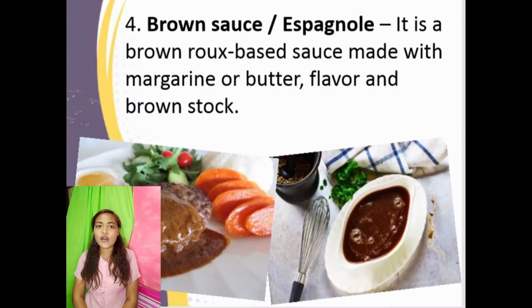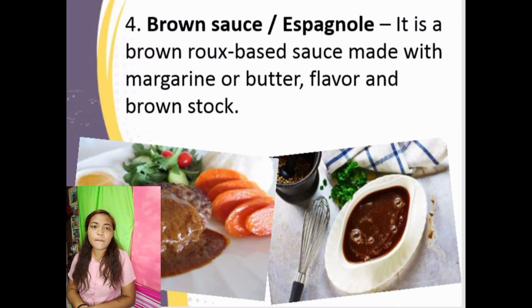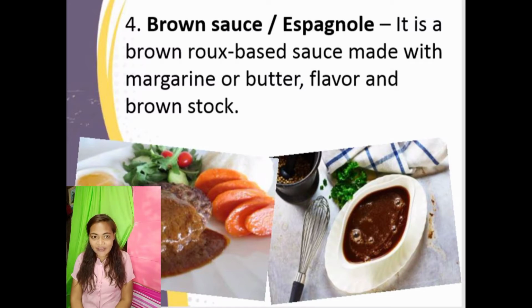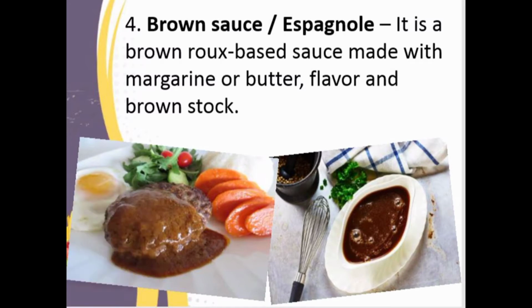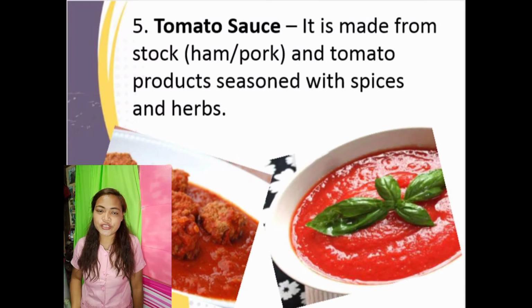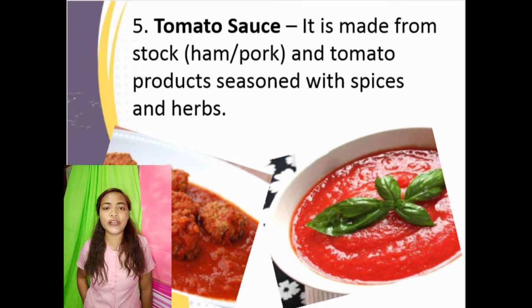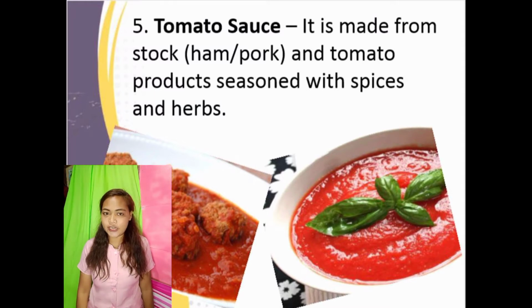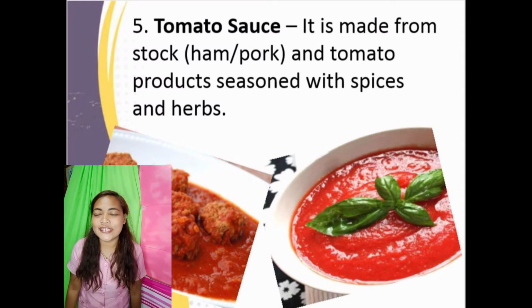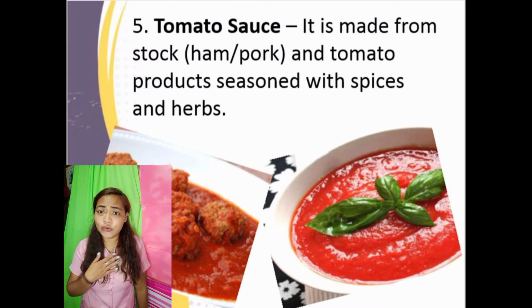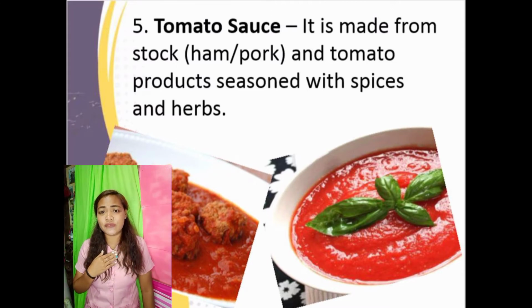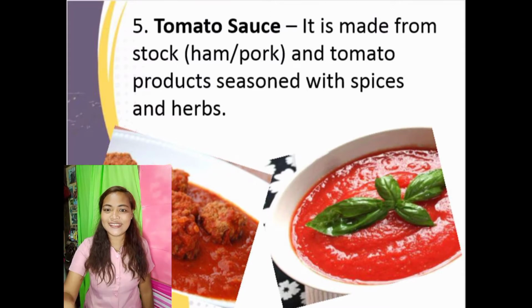Number four, we have the brown sauce. So it is a brown roux-based sauce made with margarine or butter, flavor, and brown stock. Last one, we have tomato sauce. So it is made from stock such as ham or pork and tomato products seasoned with spices and herbs. I know tomato sauce is very familiar to every one of us.